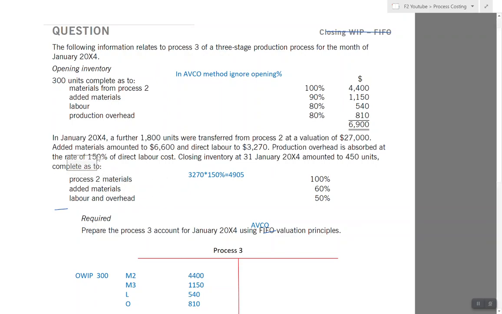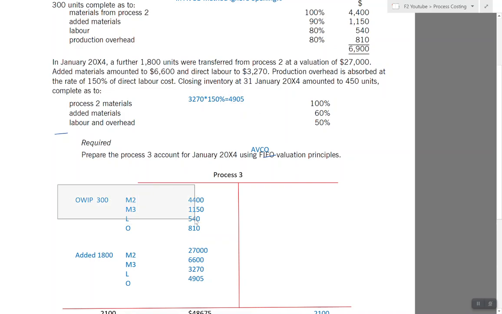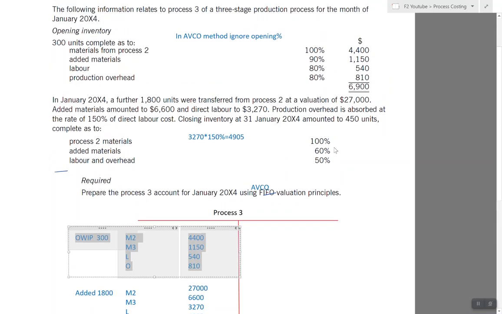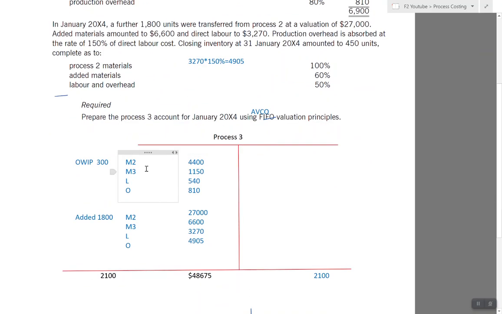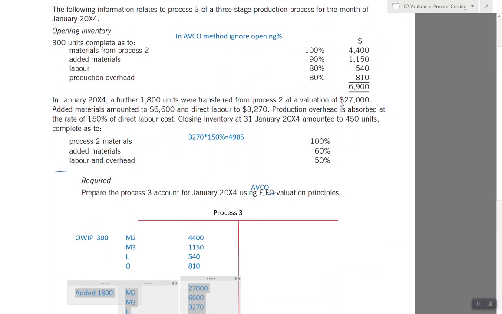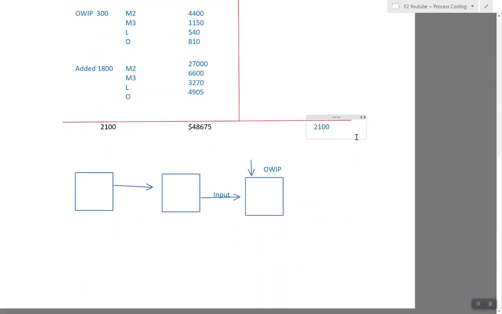Process 2 completion in closing inventory was 100%, added material 60%, and labor 50%. So what I've done is I've taken labor cost multiplied by 150% so that it gives us overheads. So now in input we have 300 units and these costs. And then we have added extra 1,800 units with these costs. So we have process 1, process 2, and then process 3. We are calculating the value here of the opening work in progress and input.